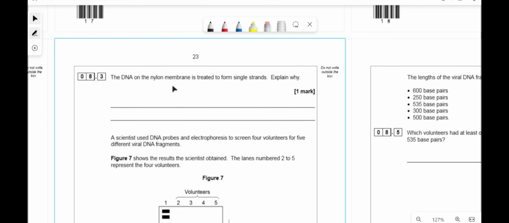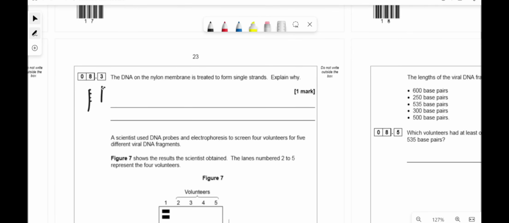The DNA on the nylon membrane is treated to form single strands. Explain why. Well, the DNA probe is like a one strand here. It doesn't work if you've got double stranded DNA. The way a DNA probe works is you've got a single strand, and if it's complementary, the DNA probe forms complementary base pairs with it, like that. So it's so the DNA probe binds.